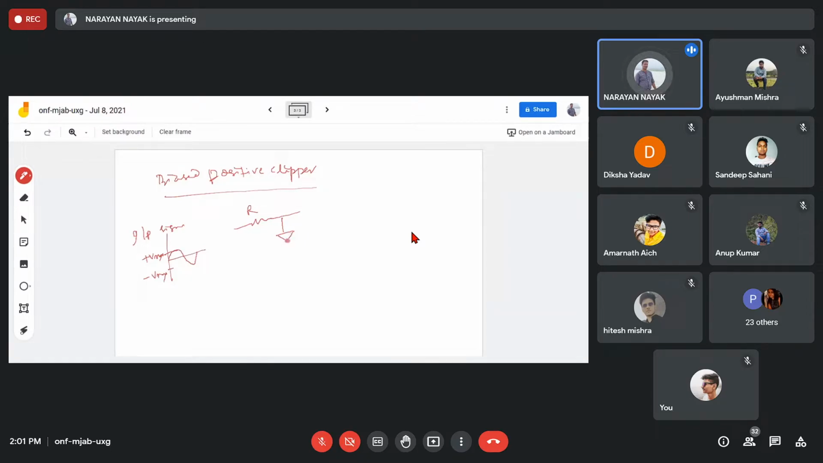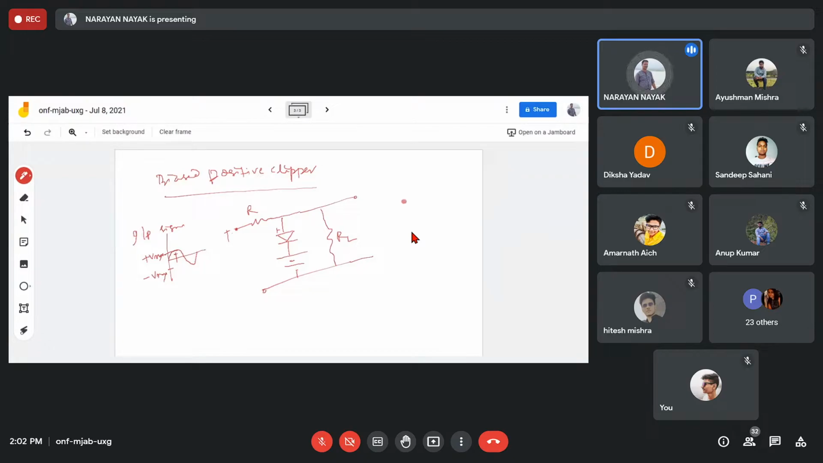Also the battery position. Is it clear? So you get the same operation that I have told you. Now here is the positive half cycle. This is positive, this is positive. So the diode is positive, which means it is forward biased. So with forward bias the diode conducts.